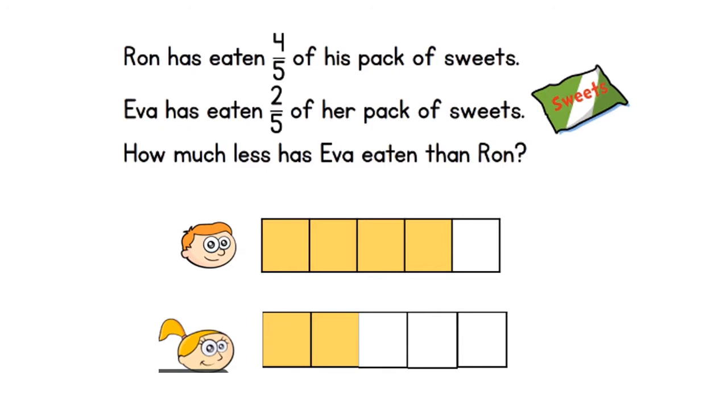So what we need to work out is the difference in the amount that Ron has eaten compared to Eva. So this is the difference between them, and the difference is 2/5. So Eva has eaten 2/5 less than Ron. So this is just a word problem that's worded differently to talk about the difference. But when we hear the word difference, we know that we need to subtract in this case. So it's essentially saying 4/5 subtract 2/5 equals 2/5.